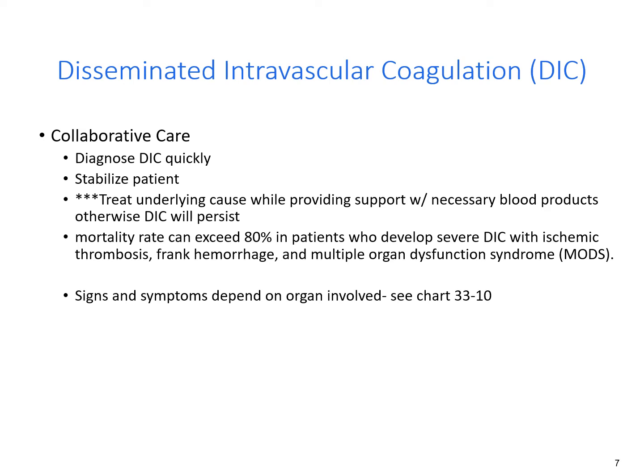So remember, there was that chart with all the potential things that can lead to things like inflammation. So whatever the condition is, whether it's sepsis, whatever it is, you want to diagnose that it's DIC as quickly as possible. You want to stabilize the patient. You want to treat the underlying cause while providing necessary blood products as quickly as possible. The mortality rate is very, very high, especially if the patient has severe DIC with ischemic thrombosis, frank hemorrhaging, and multiple organ dysfunction syndrome. So you can really die from this if it's not treated as quickly as possible.